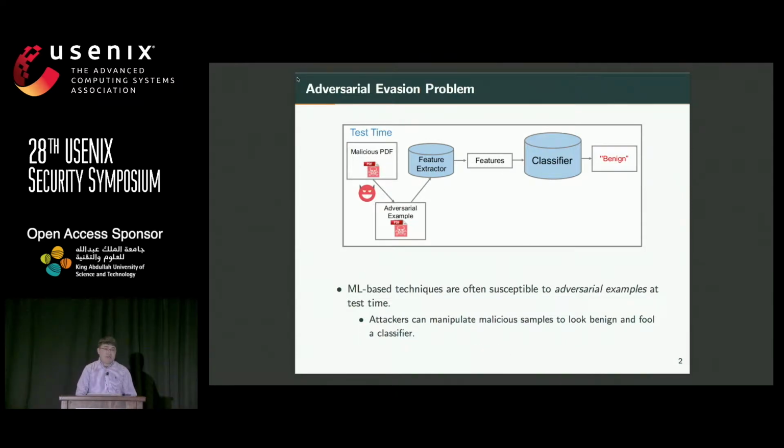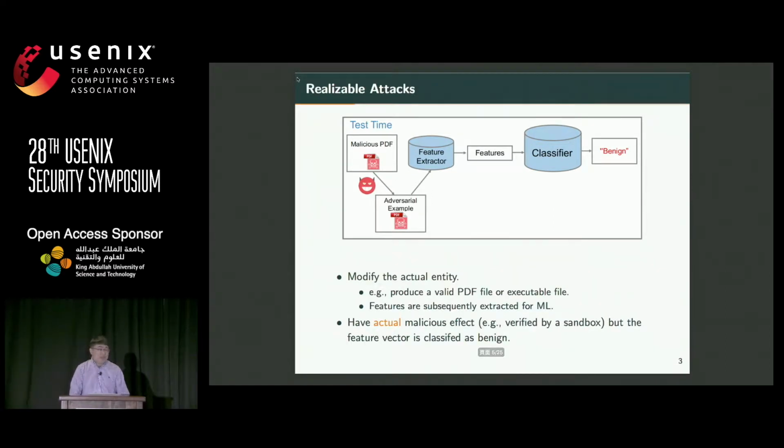Although machine learning has had a lot of success in security applications, recent research shows that it is actually vulnerable to evasion attack. Evasion attack happens at test time. That is, the attacker can manipulate an entity so that the resulting feature vector will be misclassified as benign. We call these realizable attacks because they are realizable in actual entities. For example, the adversary examples produced by realizable attacks can be real-world valid PDF files or the source code of malware.